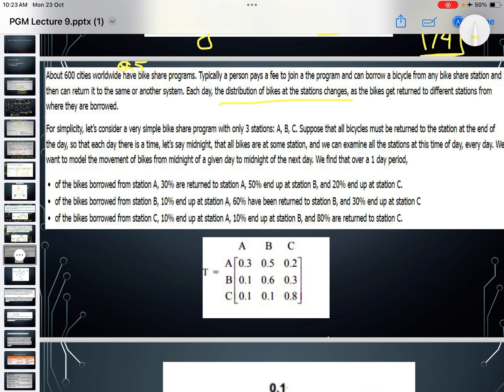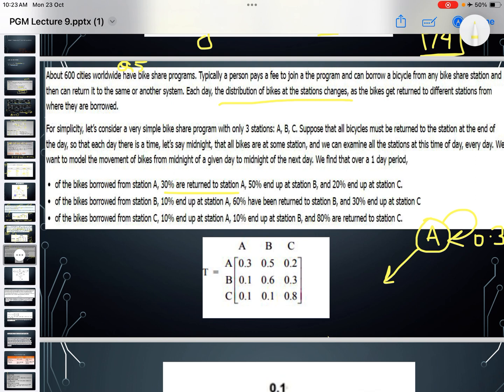Suppose that all bikes must be returned to a station at the end of the day, so that each day there is a time, let's say midnight, that all bikes are at some station. And we can examine all stations at this time of day every day. We want to model the movement of bikes from midnight of a given day to the midnight of the next day. We find that over a 1 day period of bikes borrowed from station A, 30% are returned to station A. So you are borrowing from station A, then 30% means 0.3 are returned to station A.